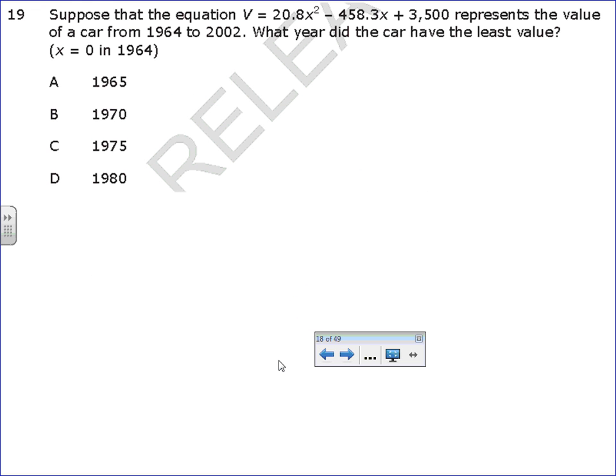19. It is supposed that the equation represents the value of a car from 1964 to 2002. What year did the car have the least value? Okay, least value. And these are my years. They're telling me that x equals 0 means 1964. Well, 1 year after that is x equals 1. Then 6 years after 1964, 11 years after 1964, and 16. Okay, so these are my x values.